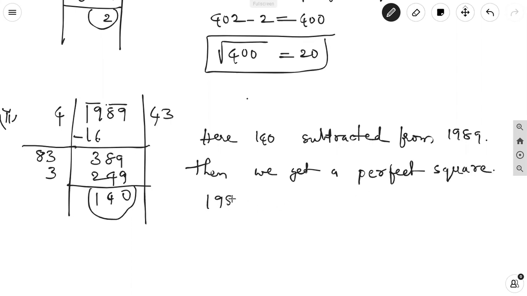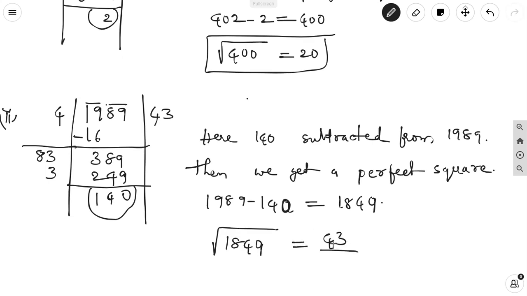So 1989 minus 140 is equal to 1849. Here the square root of 1849: 3 threes are 9, 8 threes are 24. When 140 is subtracted, we get the value 1849, which is a perfect square. That is, the square root of 1849 is equal to 43.